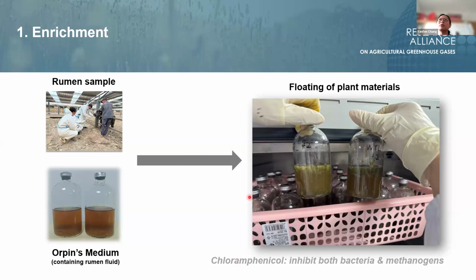So the most important thing for the enrichment of fungi is that we need to inhibit the growth of bacteria, because we know that there are large numbers of bacteria in the samples, rumen or feces. And if we cannot inhibit the growth of bacteria, the fungi would not grow. Sometimes we can use chloramphenicol to inhibit both bacteria and methanogens, and sometimes we use streptomycin to inhibit only bacteria. So it's up to your purpose of the isolation.